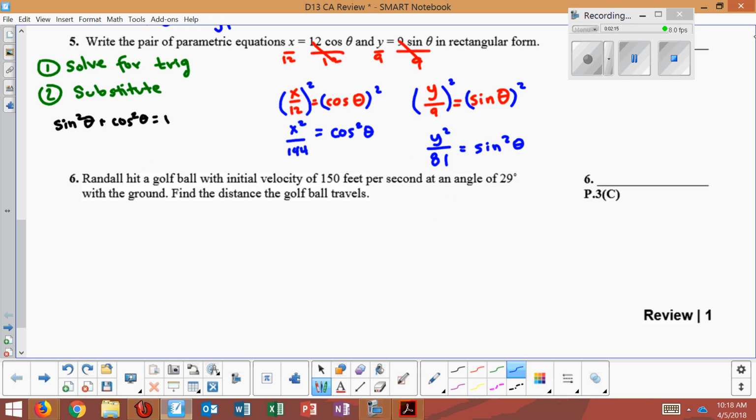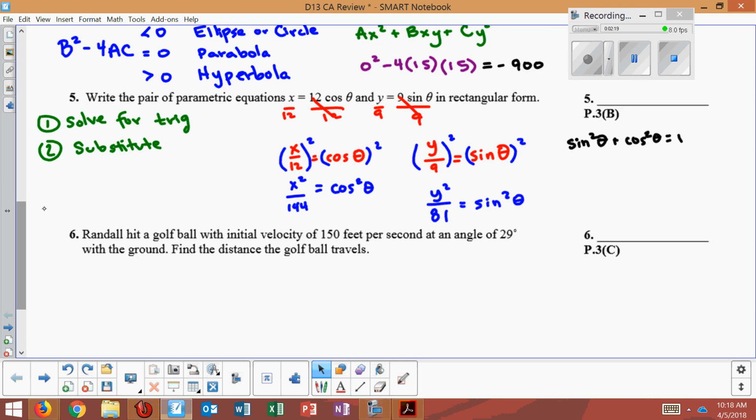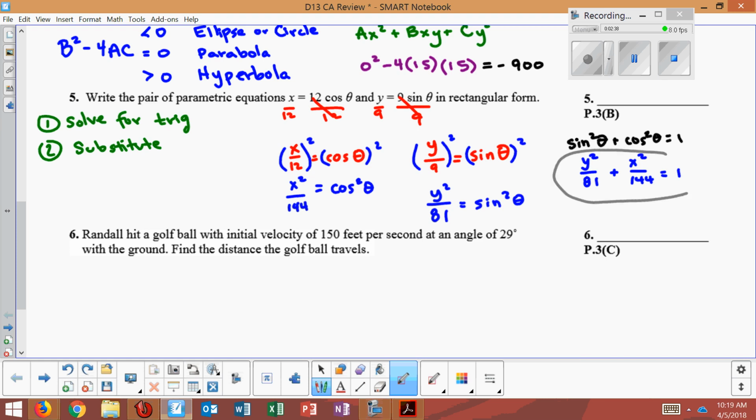Now that I have these two, I'm going to substitute them in. So I'll pull this equation over here, and we'll substitute. For sine squared, I replace that with this, which is y squared over 81 plus, instead of cosine squared, we go x squared over 144, and this is going to equal 1. Here's my rectangular equation. This would be my answer here. And we could graph it to check. We want to check to make sure we got it right before we finish off.